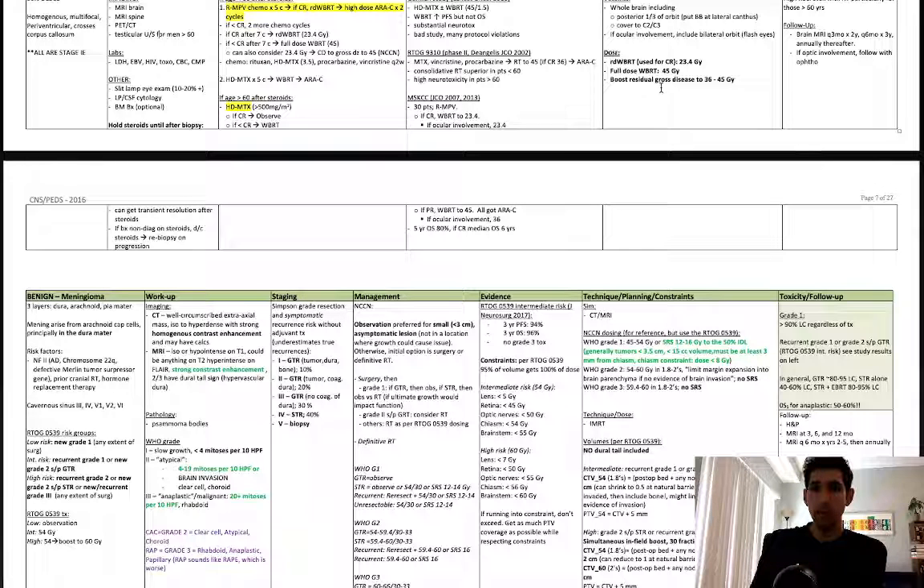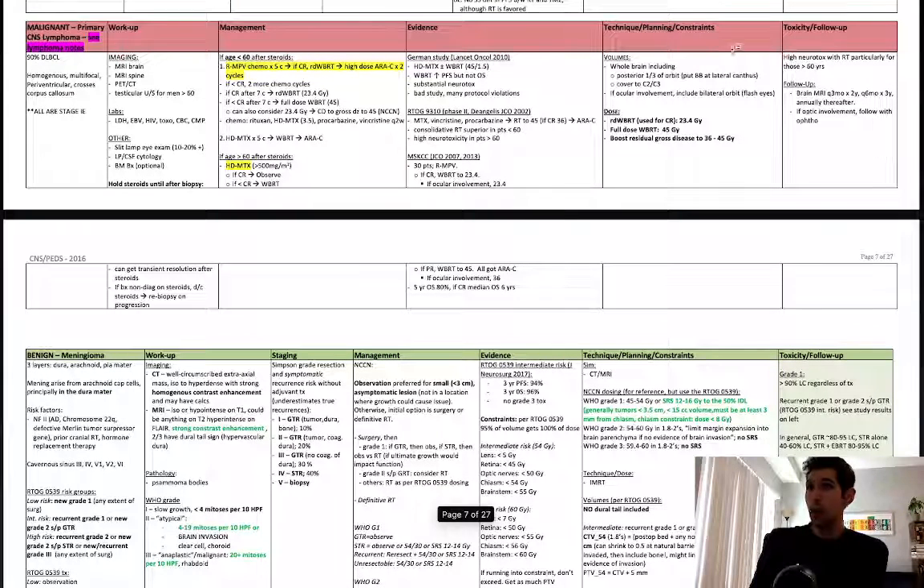Techniques and planning here. Volumes: whole brain including the posterior third of the orbit, put a BB at the lateral canthus, cover to C2 to C3. If there's ocular involvement, include the bilateral orbits, so flash the eyes.